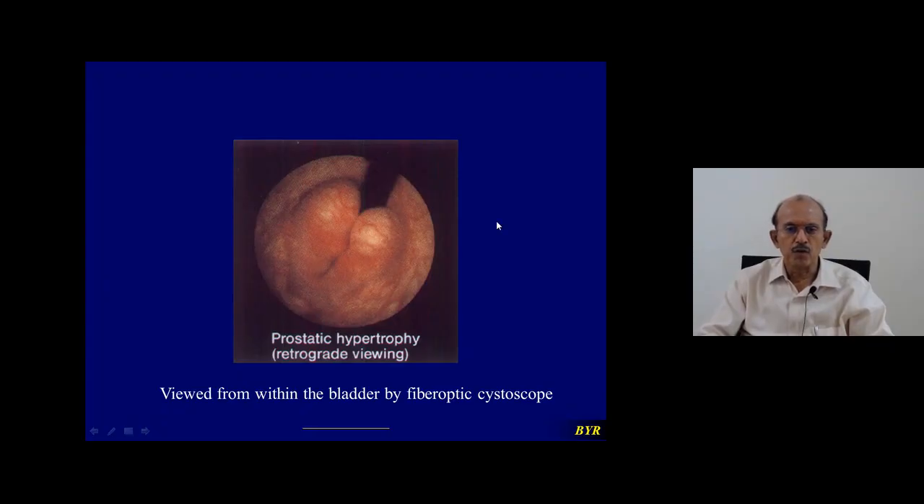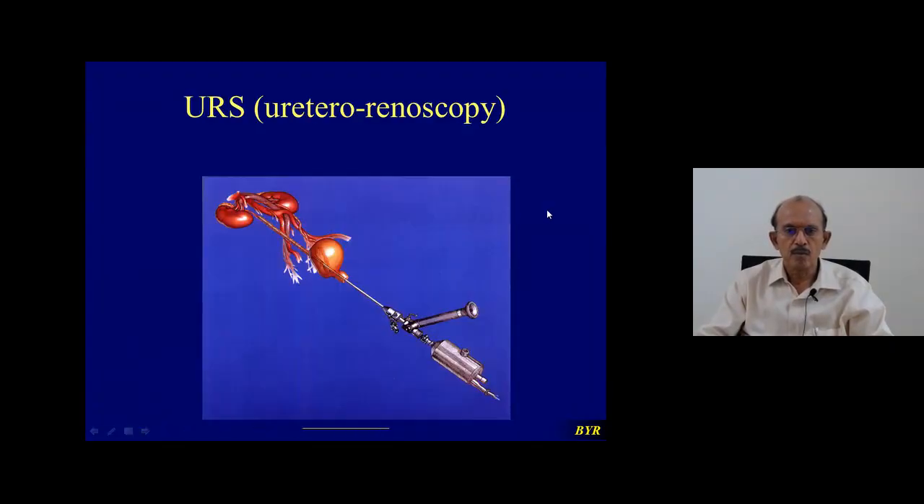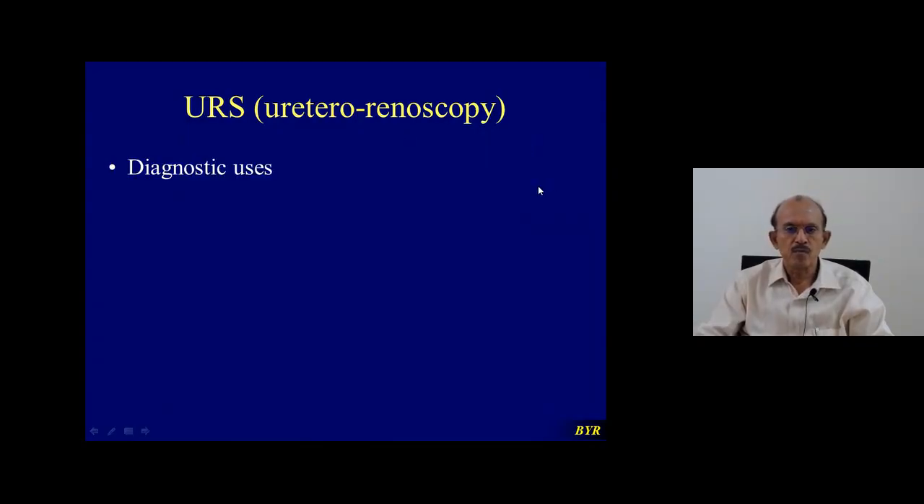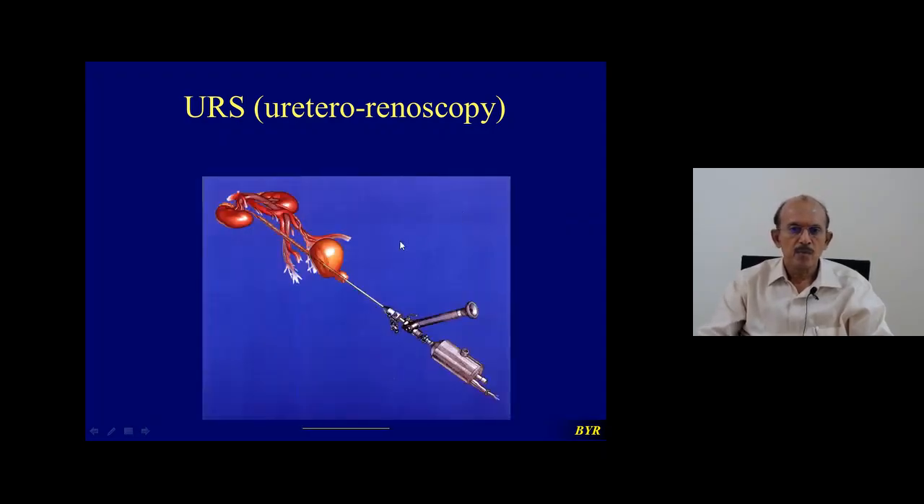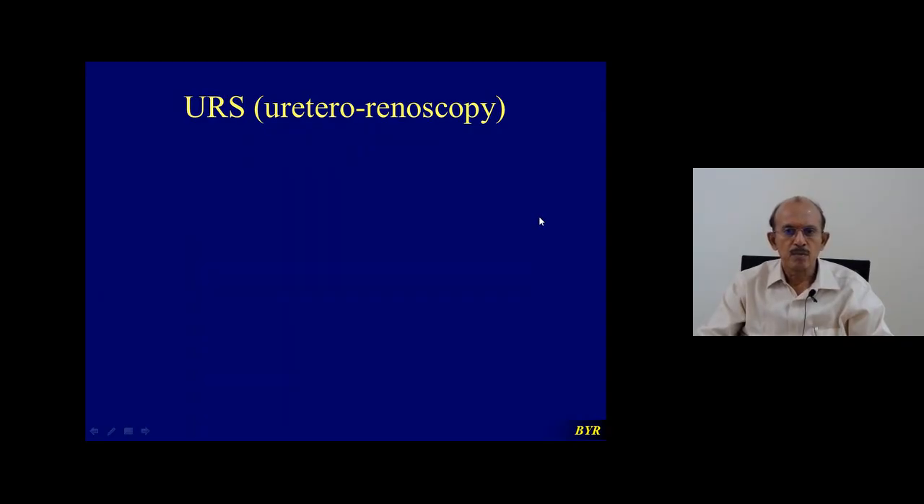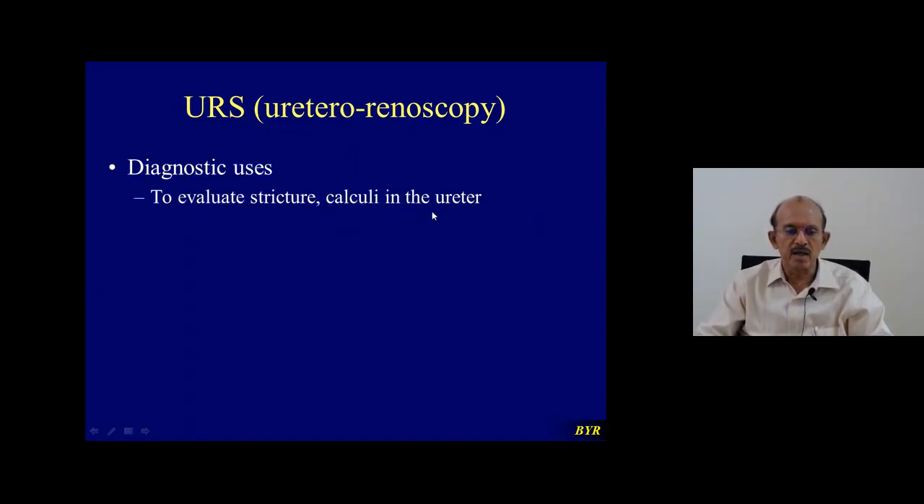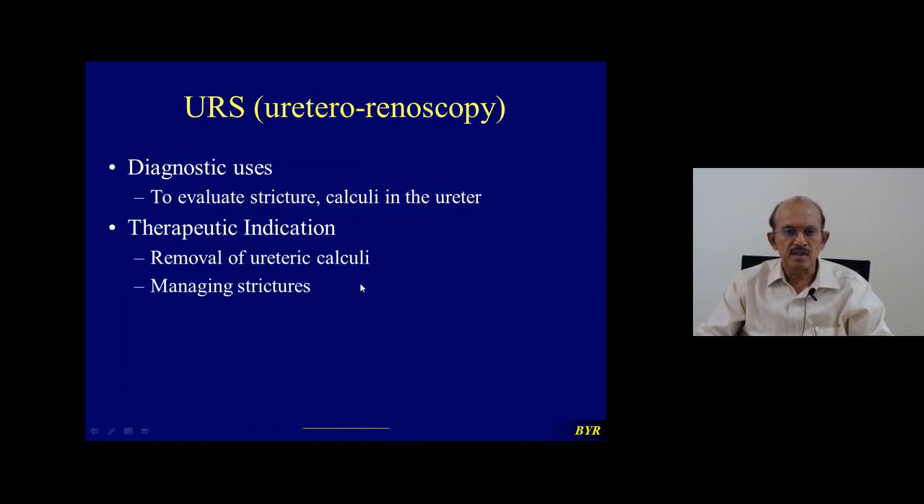This is called retrograde viewing. Then ureterorenoscopy. That means it is passing a scope into the ureters through the bladder. It's called ureteroscopy. Diagnostic indications: to evaluate stricture and calculi in the ureter. Then therapeutic indications: removal of the ureter calculi, managing strictures.